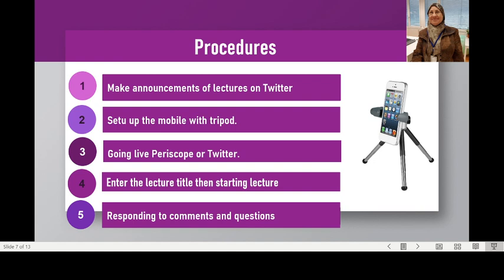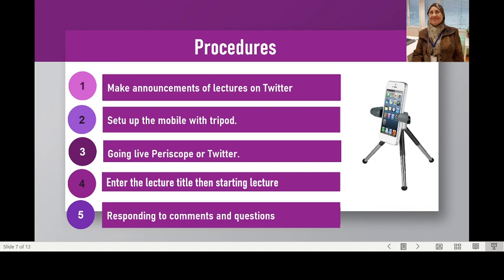The Periscope app can only be used on the mobile. It cannot be used on the laptop. But you can go live on Twitter from the laptop if you are online. Of course, before going live, I would enter the lecture title, go live, and then start the lecture.